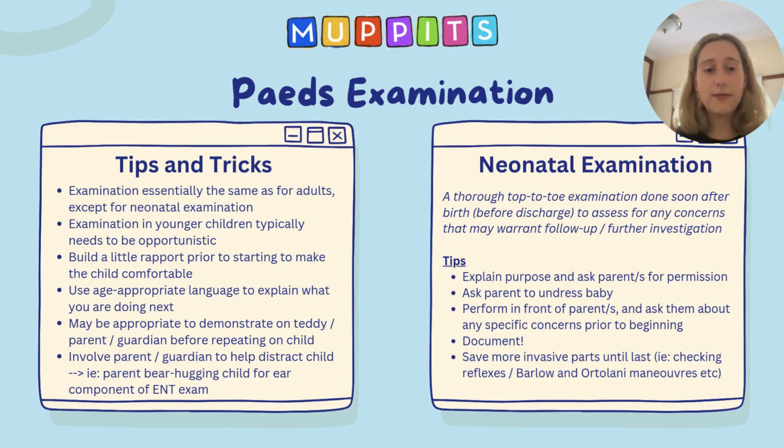And then saving more invasive parts of the exam until last. So, for example, checking the baby's reflexes that might upset them, like the red eye reflex, and the Barlow and Ortolani maneuvers to check for hip dysplasia. Babies often don't like that because it involves moving their hips and knees quite rapidly. So saving that until last so that you don't upset them early on is very important.